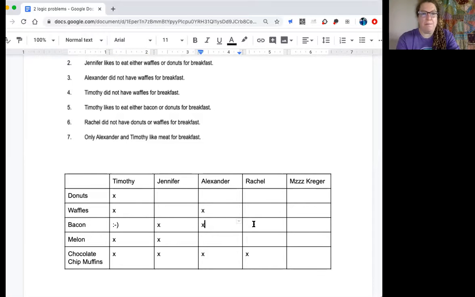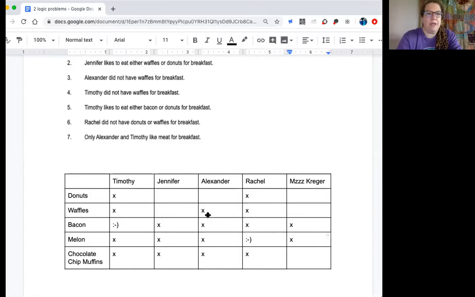So I'm going to follow the bacon row, which is a funny thing to say. All right, Timothy, bacon, done. Done with Timothy, done with bacon. Let's move to Rachel. Rachel did not have donuts or waffles. So let's find Rachel. No donuts, no waffles. Oh, what do we notice about Rachel? There's only one left, right? Rachel has melon. Rachel, a ding for Miss Chester. Rachel, good job having something healthy. So everything's crossed out for Rachel, and we can cross off melon for everyone.